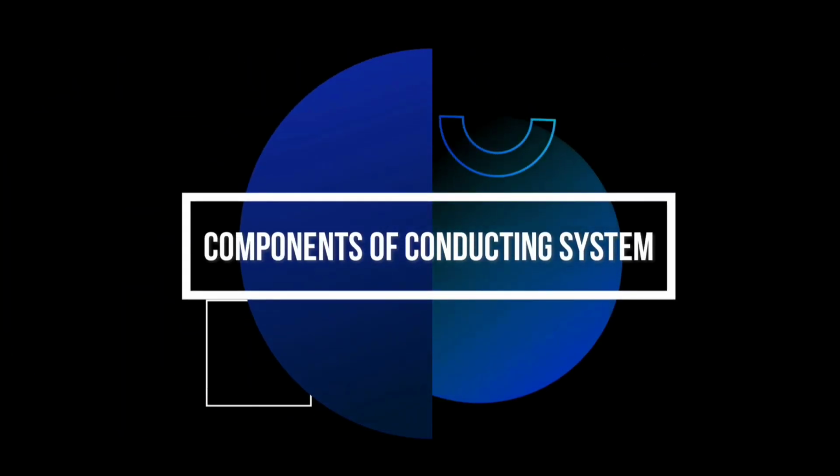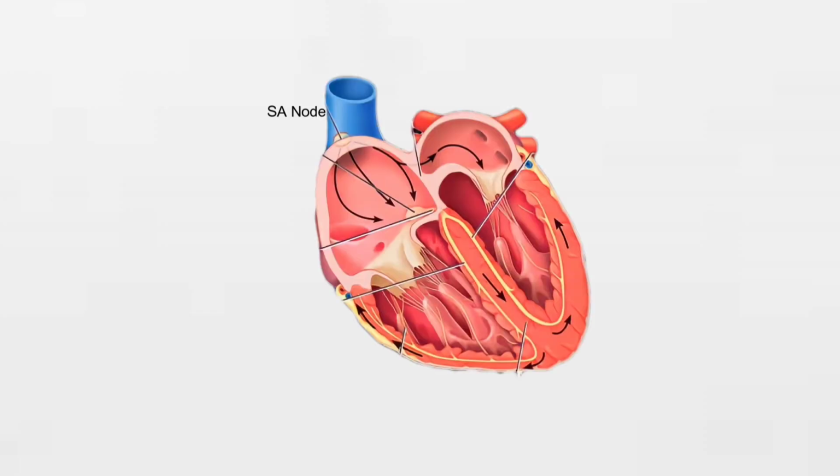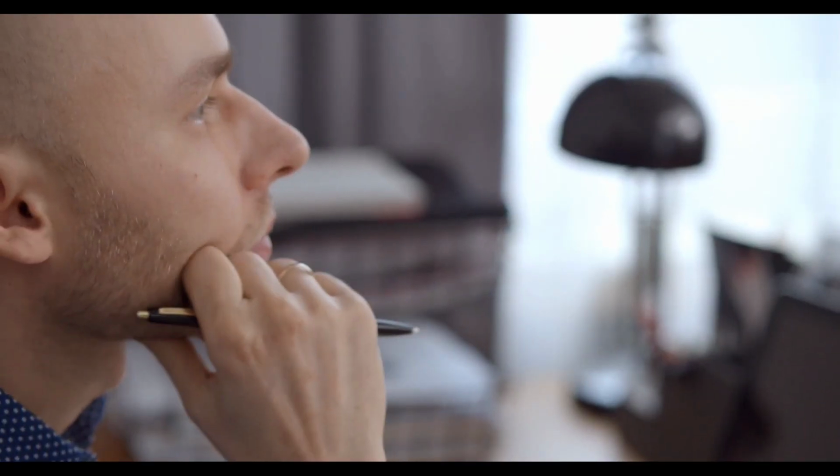Components of the conducting system. There are five components. First, sinoatrial node, that is SA node. Second, atrioventricular node, that is AV node. Third, atrioventricular bundle, that is bundle of His. Fourth, left and right branches of the bundle. Fifth, subendocardial Purkinje fiber.